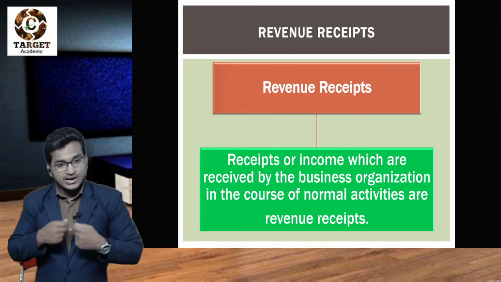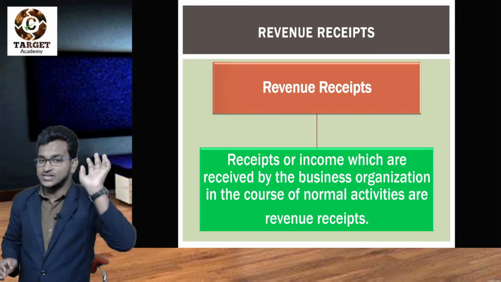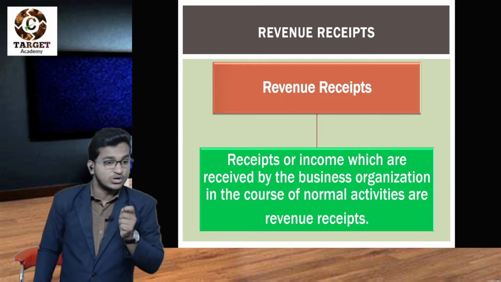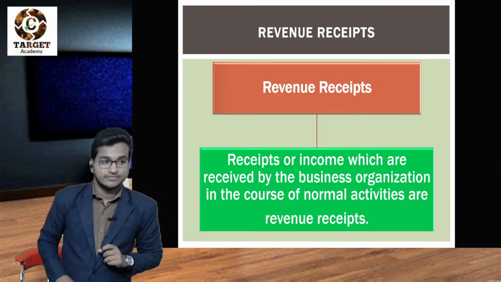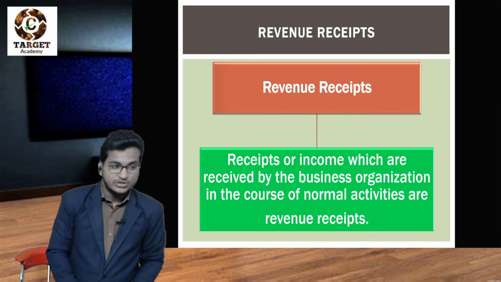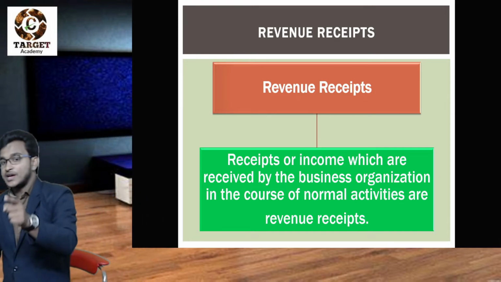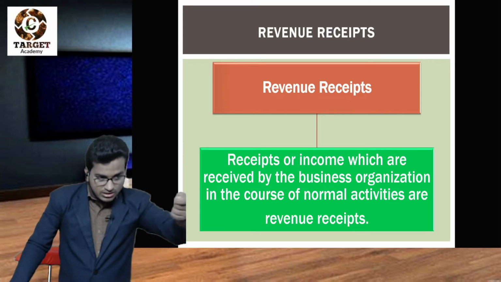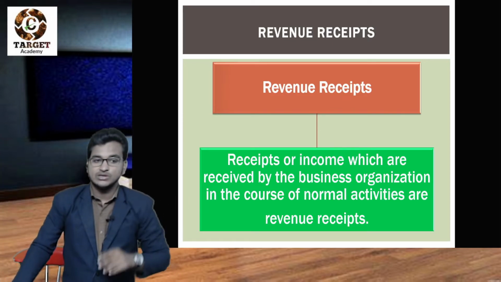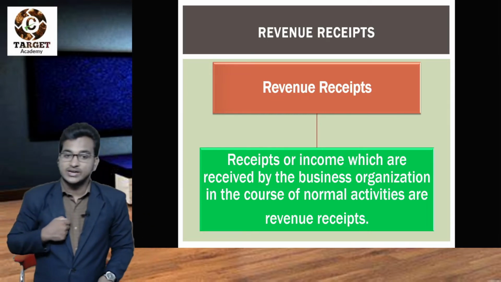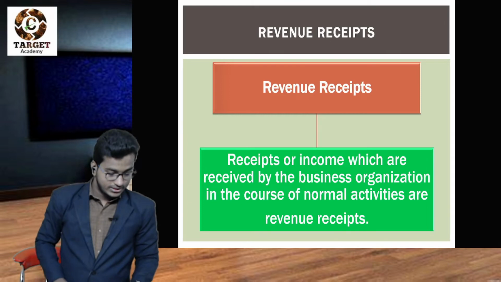So whatever we are receiving on selling of that asset, or we can call that building, that is my capital receipt, not revenue receipt. If it is normal course of activity, that is revenue receipt, otherwise that is capital receipt. Best example, selling of goods, whatever we are receiving, that is revenue receipt. Selling of asset, whatever we are receiving, that is capital receipt.